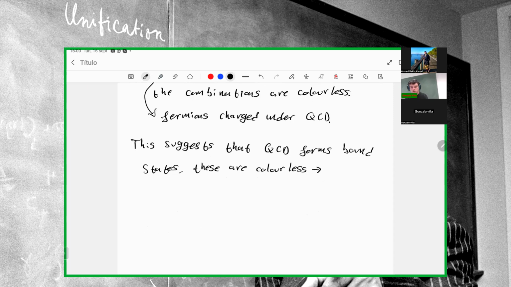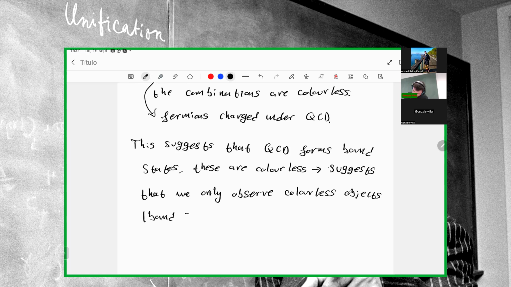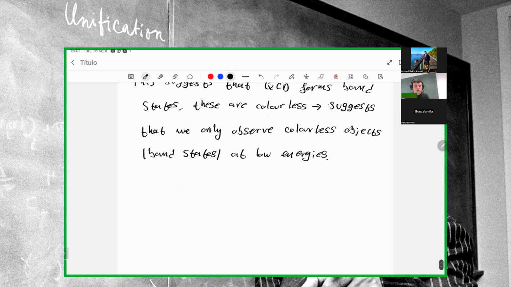Which could explain, or suggests, that we only observe colorless objects, bound states, at low energies. And this is what happens, but there is something else we have to talk about. Why? Because we can see electrons freely. We can see charged particles, and we cannot see colored particles by themselves.